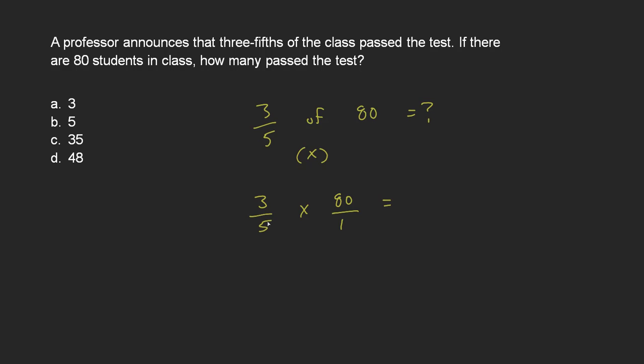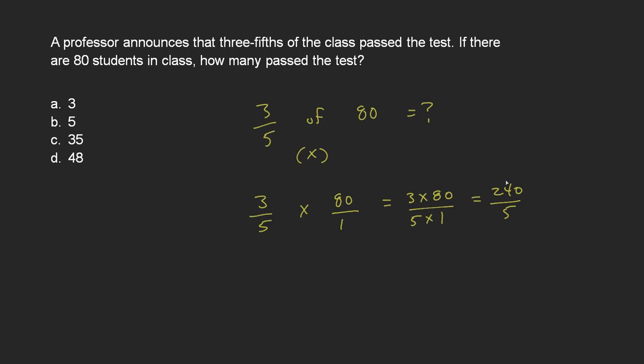When you're multiplying fractions, even when they have different denominators, all you have to do is multiply the tops. So 3 times 80 over the bottoms, multiplied as well, 5 times 1. 3 times 80 is 240. 5 times 1 is 5. So now I have my answer.